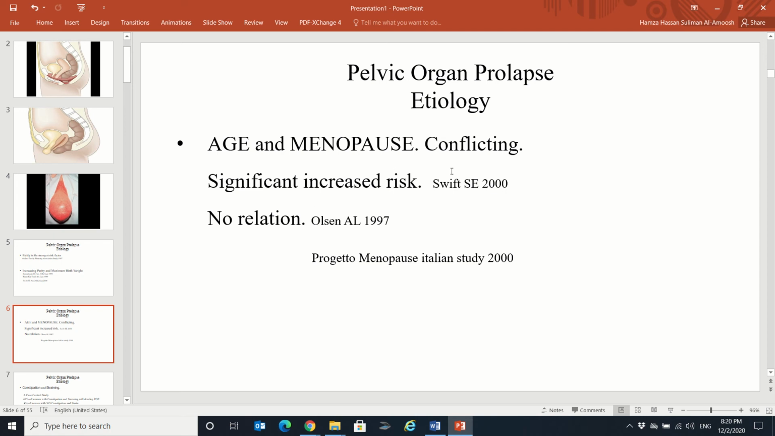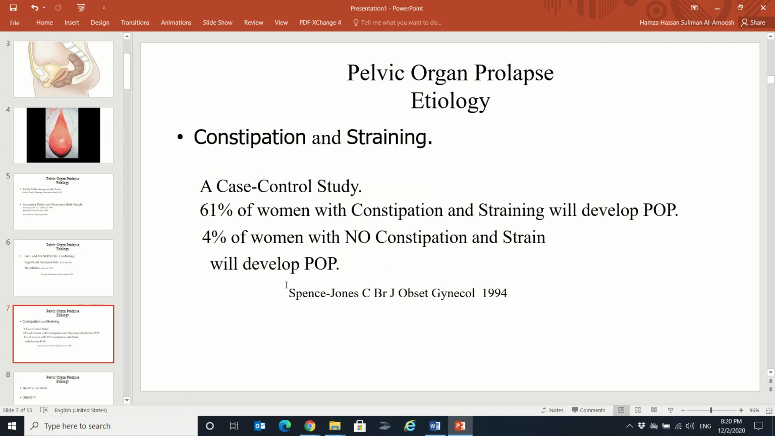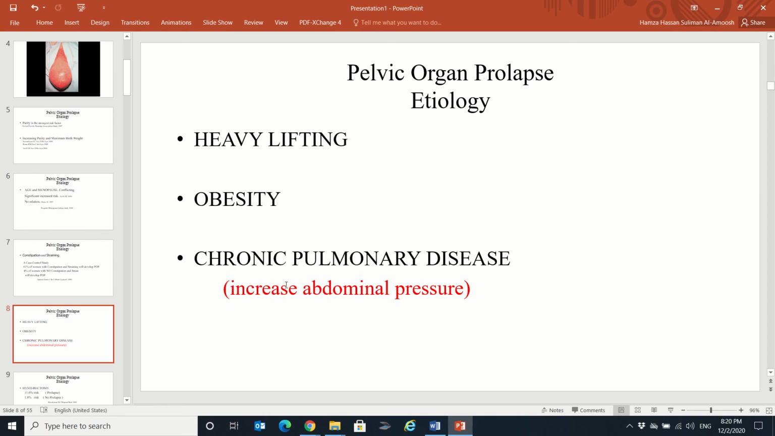Age and menopause: there is conflicting evidence, but we notice most of the prolapse in old ladies. Constipation and straining: anything that increases the intra-abdominal pressure on a chronic basis will cause prolapse. Heavy lifting, obesity, and chronic pulmonary disease are also risk factors for prolapse.